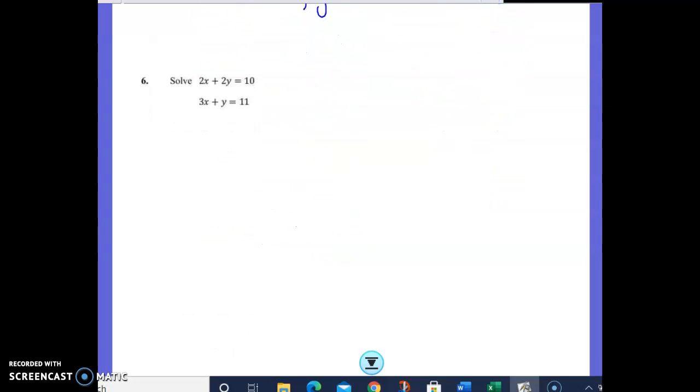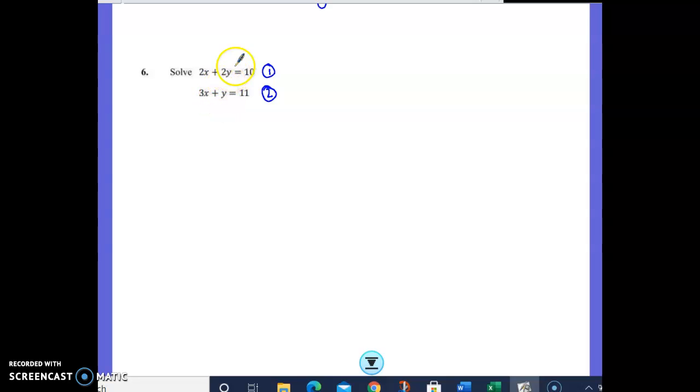2x plus 2y equals 10, that's my equation 1. 3x plus y equals 11 is my equation 2. Again, I'm just going to look at the ones in the middle. It doesn't matter which one you change. I tend to find it easier to go for the ones in the middle.